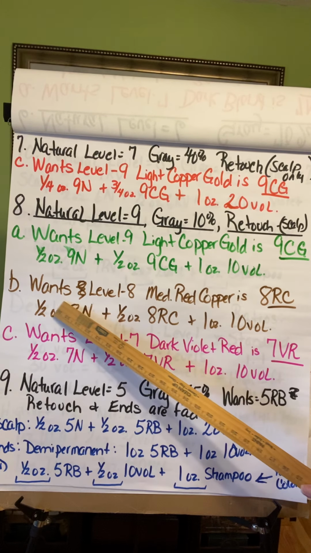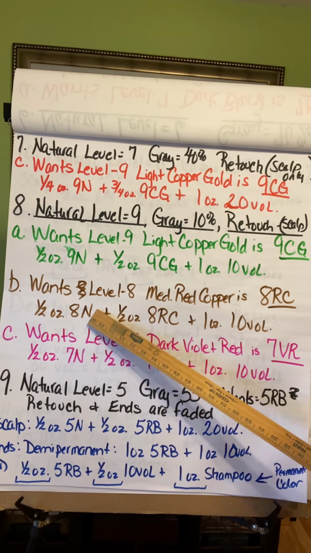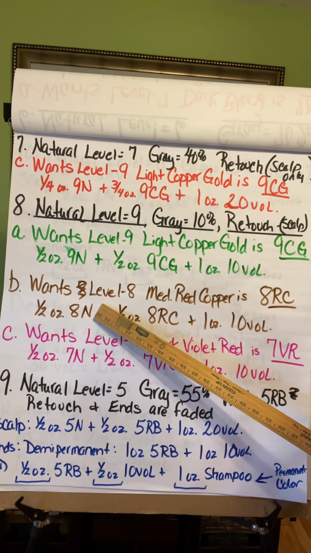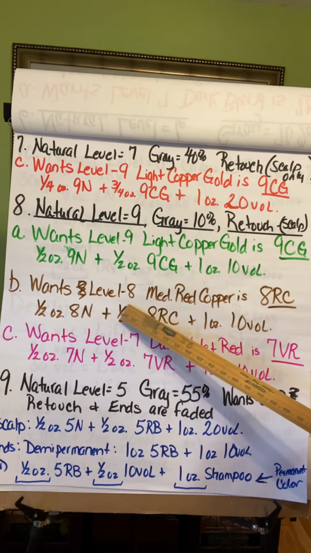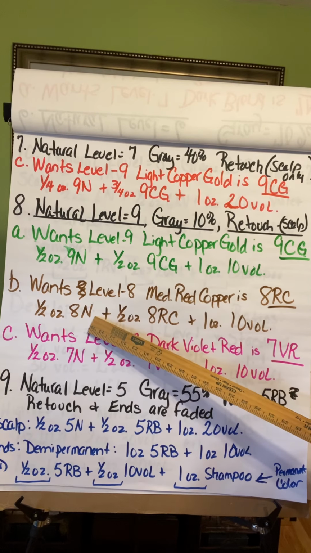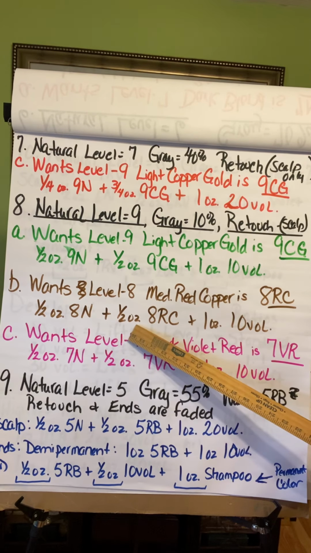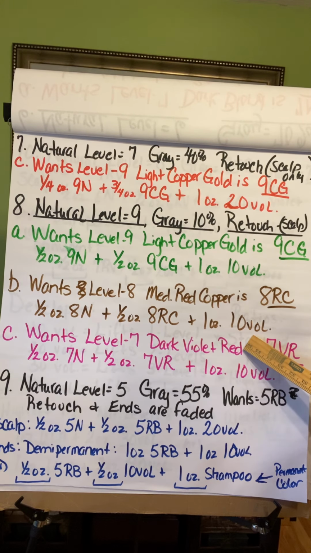8N, because she wants to be a level 8. So my natural has to be in the same level that she wants it to be in, because if I don't, it's going to be too light or too dark. If I don't add the right level natural, the formula's not going to be correct. So 1/2 ounce of 8N plus 1/2 ounce of 8RC plus 1 ounce of 10 volume developer.